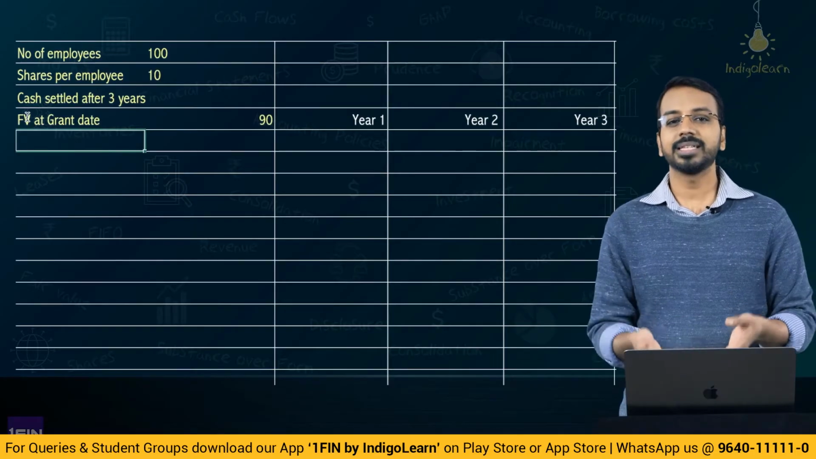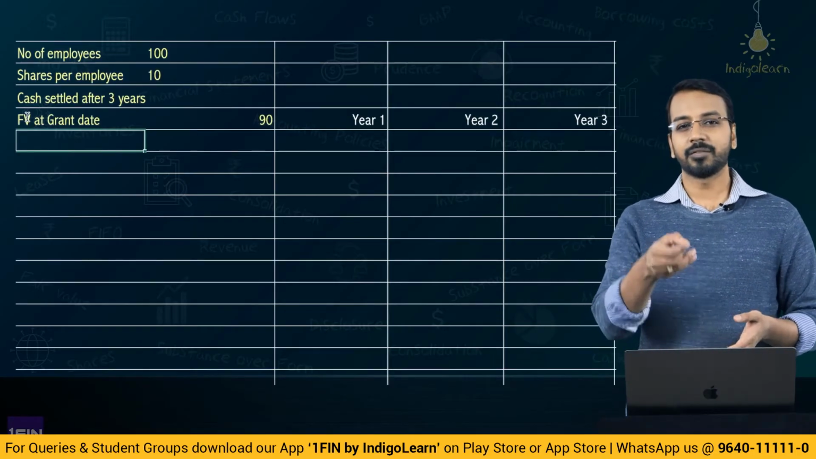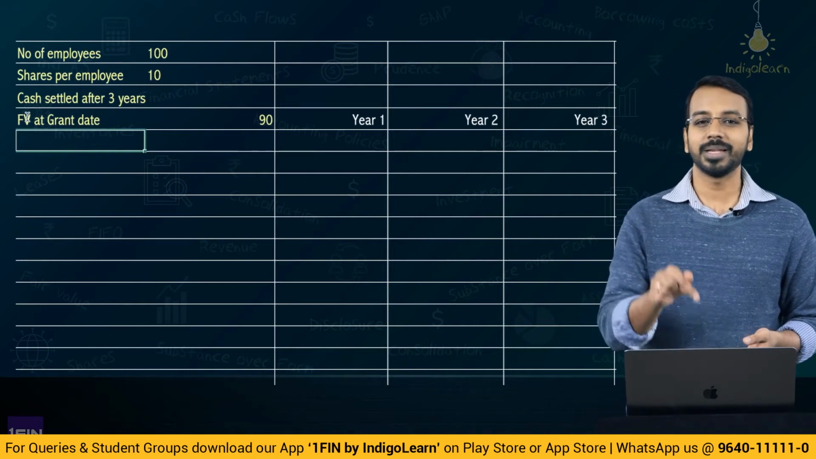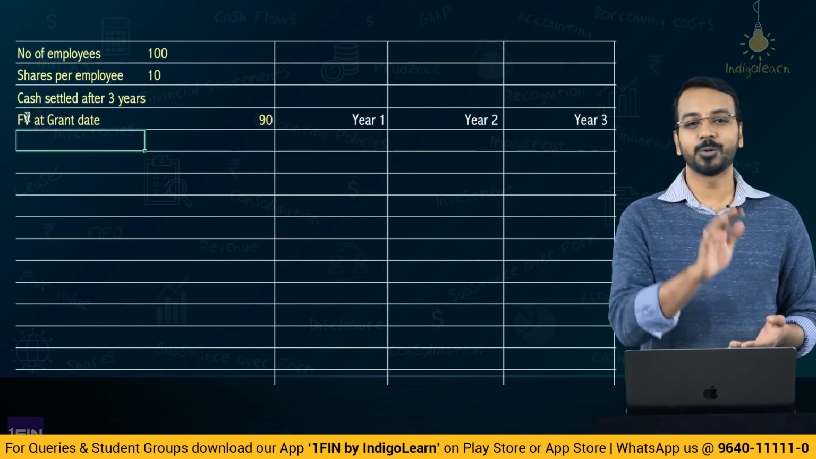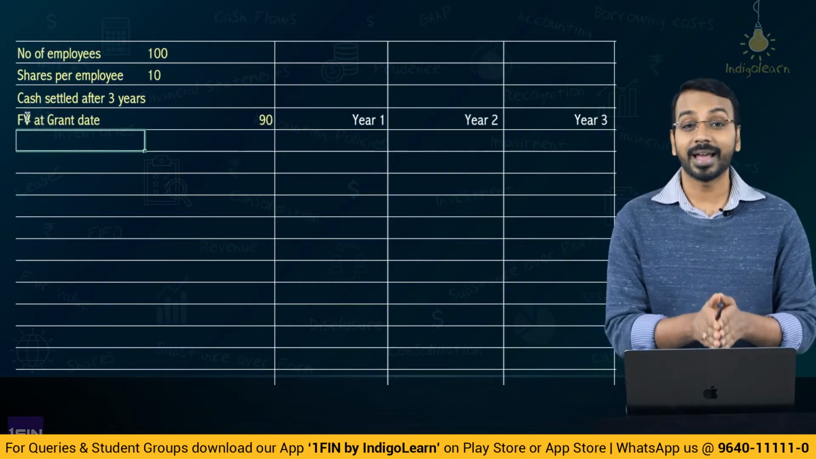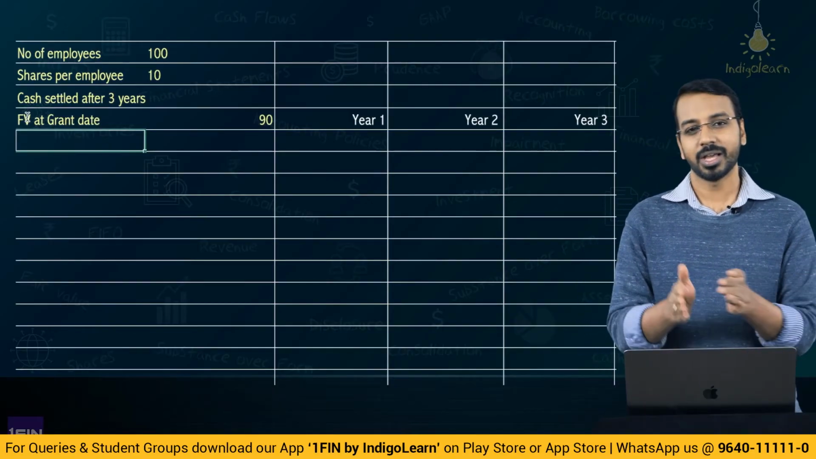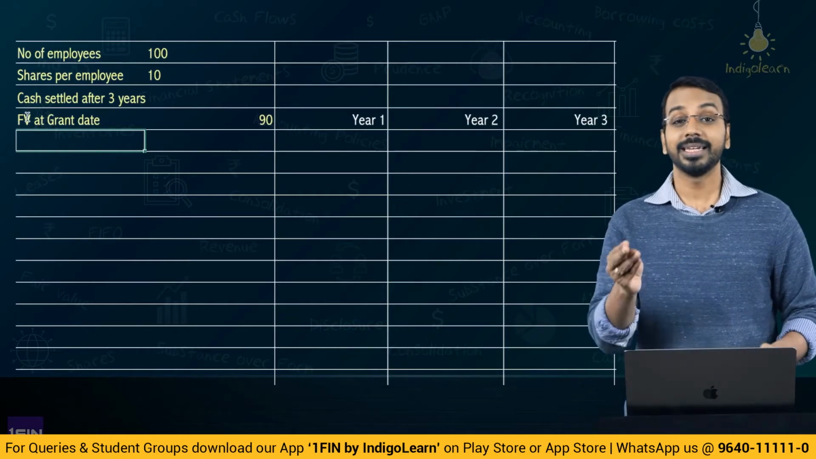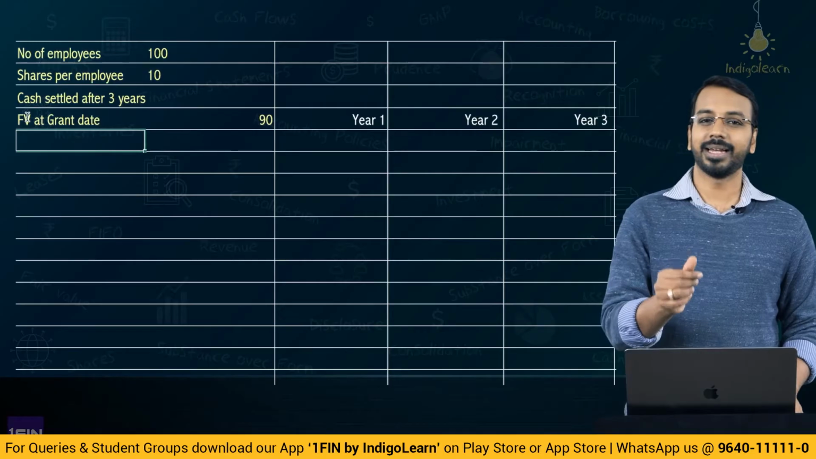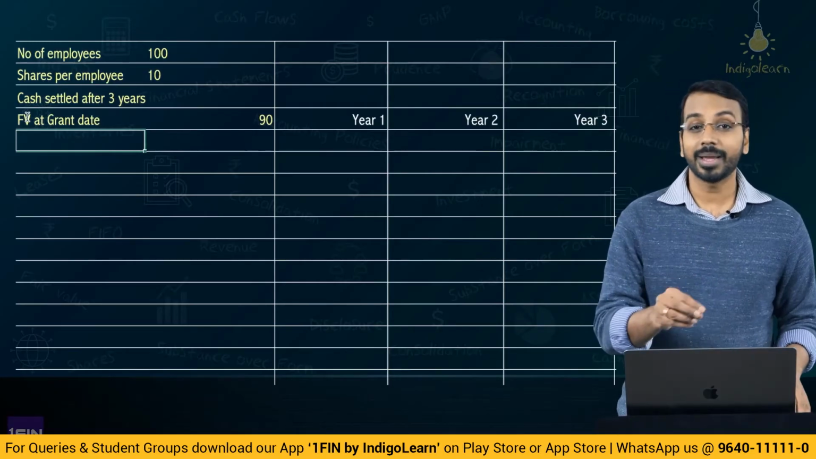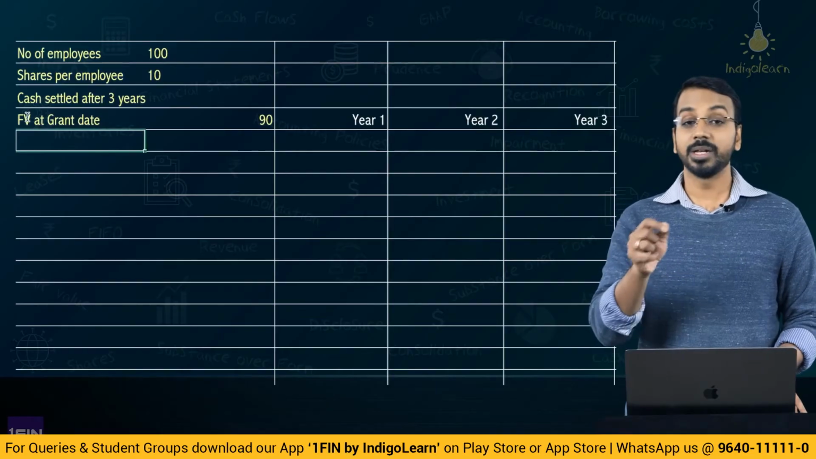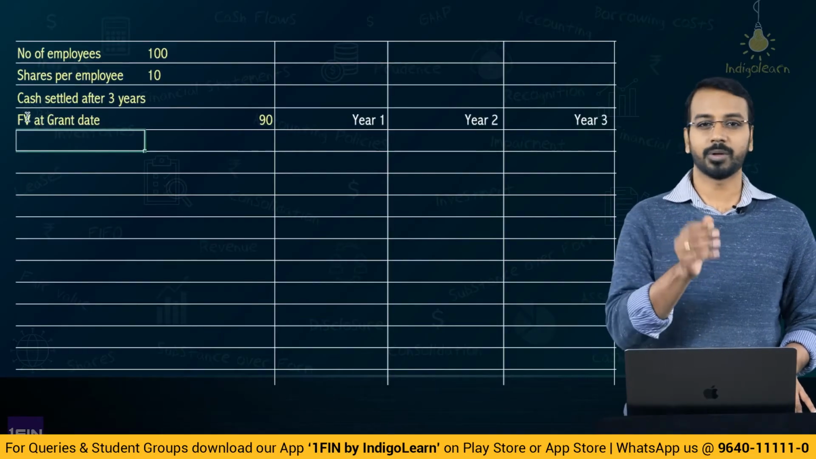Now whenever there is a cash settled transaction, the fair value on grant date is not relevant, because that is not the basis on which you will pay the amount to the employees. You will pay the amount based on the fair value at the end of 3 years, and in case of a cash settled transaction, you will remeasure the liability at the end of each year. Now to determine the expense for year 1, we have to see how many employees are there, 100, how many shares per employee, 10, so total 1000 shares.